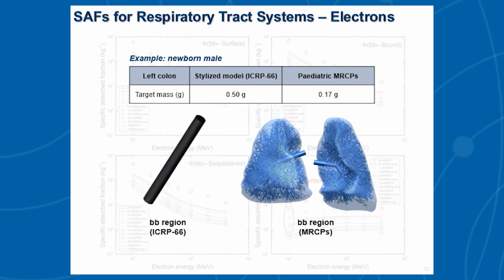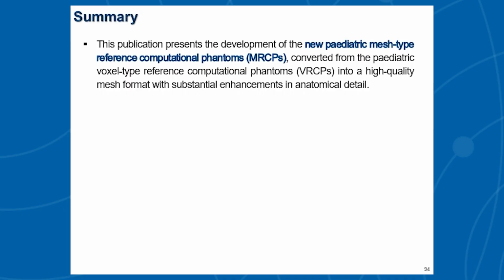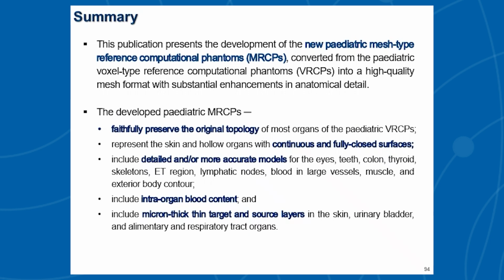Finally, here is a summary of this talk. ICRP Publication 156 introduced the development of new pediatric mesh-type reference computational phantoms converted from the voxel phantoms with anatomical improvement. The developed phantoms preserve the original topology of most organs of the voxel phantoms, include detailed and more accurate models for several organs, include intra-organ blood content, and also micron-thick target and source layers in the skin, urinary bladder, and alimentary and respiratory tract organs.